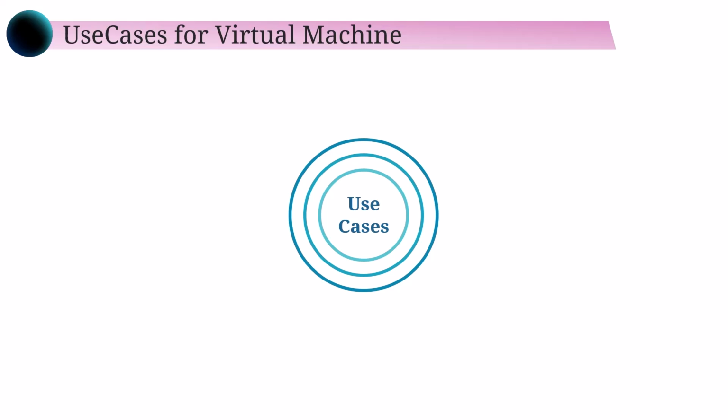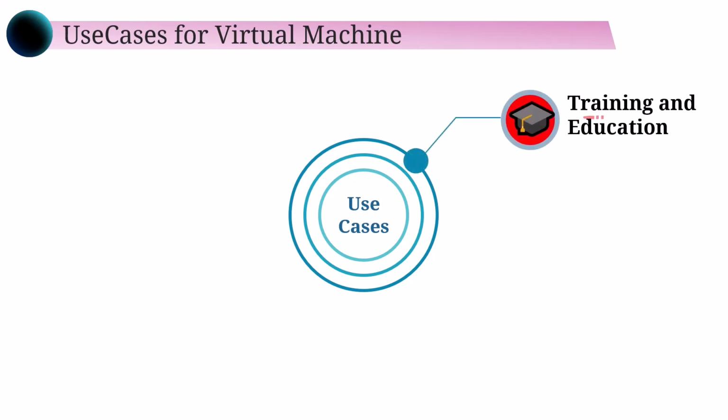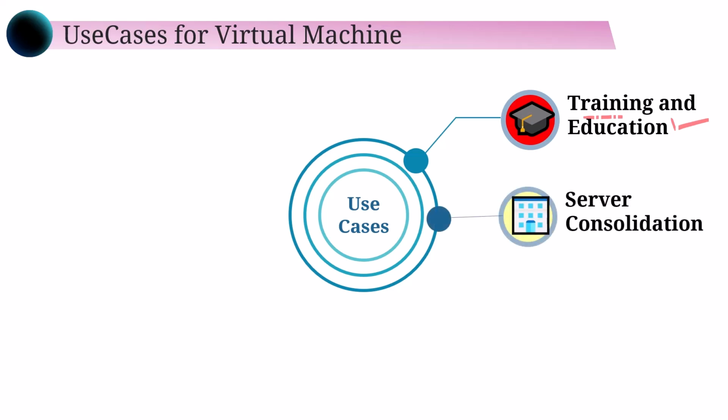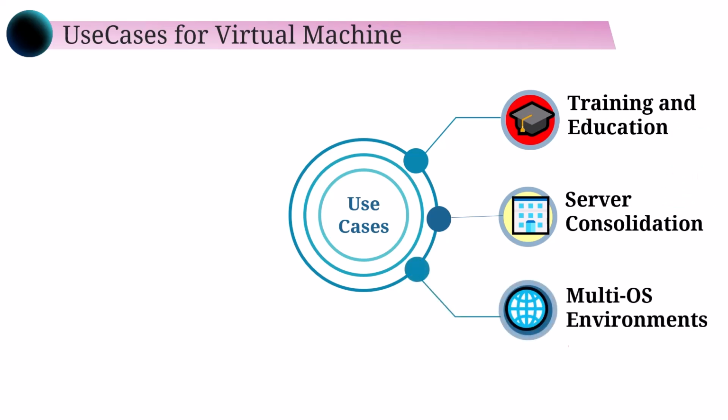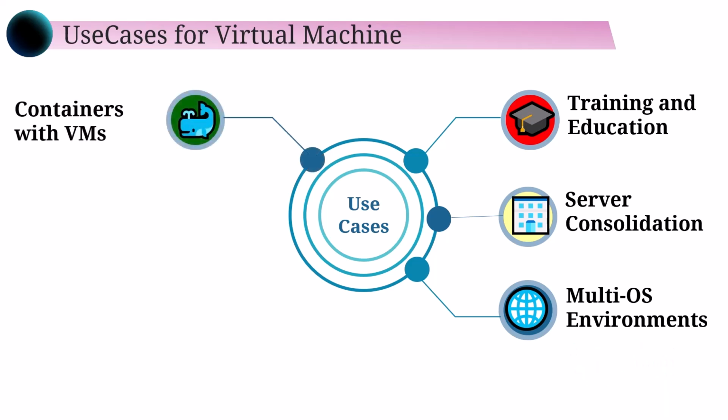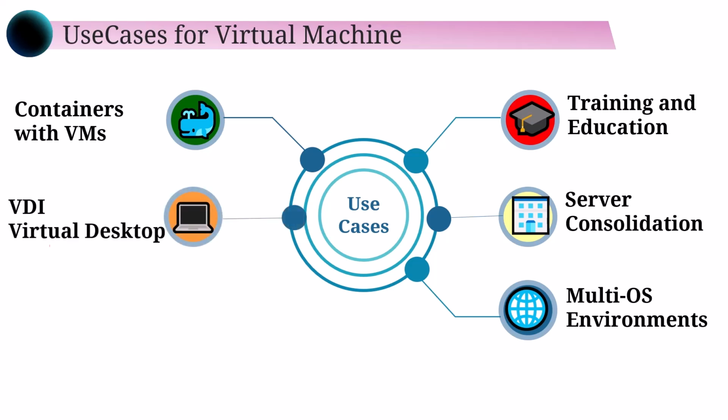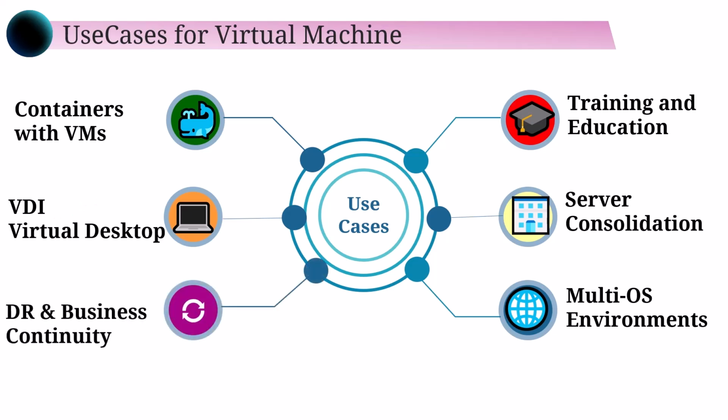So, what are the use cases of a virtual machine? It's extensively used in training and education, wherein you can build up systems and do some POCs. It's used in server consolidation when you want to bring a lot of servers into a single data center or a single rack. When you need to run multiple operating system environments, you can run containers on a virtual machine. Virtual desktop environments extensively use VMs. It's used in disaster recovery and business continuity, using snapshots and backups.